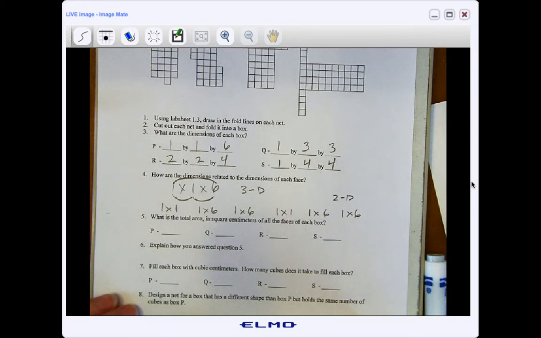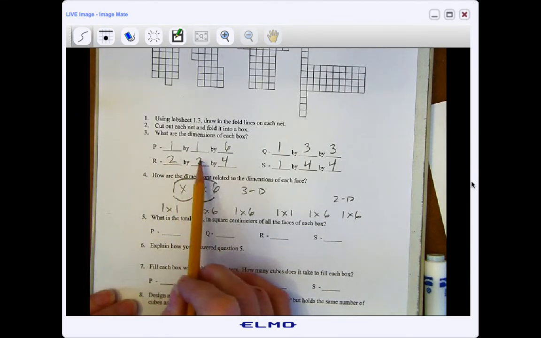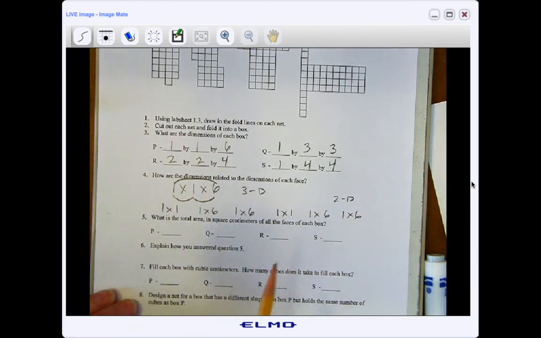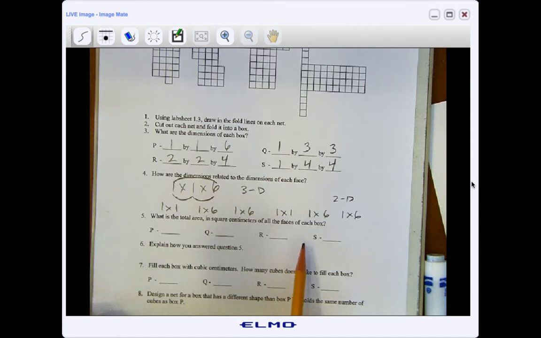All right, and you can do that for any of your patterns. Like this one, I'd have a 2x2, a 2x4, another 2x4, and then I'd have 3 more of those that are the same size. Okay, so next it asks, what is the total area in square centimeters of the faces of each box? So let's go back to box P.